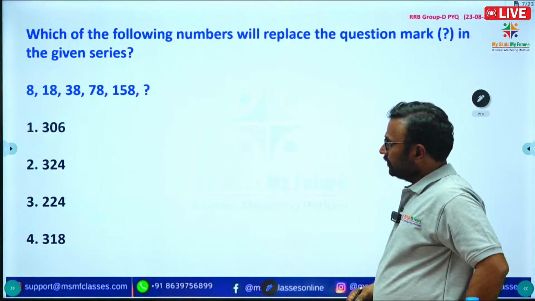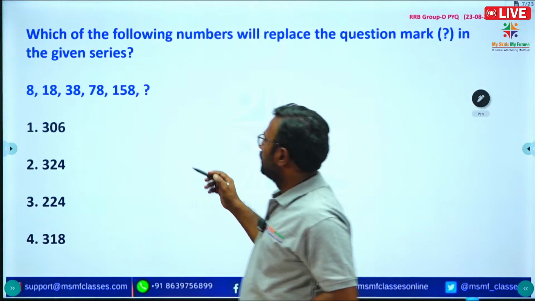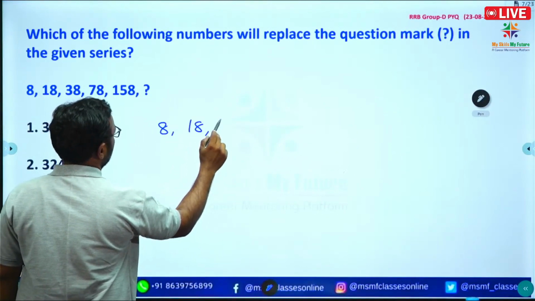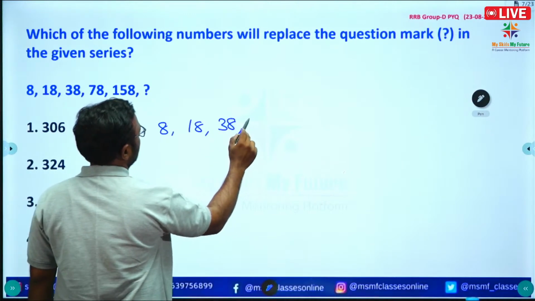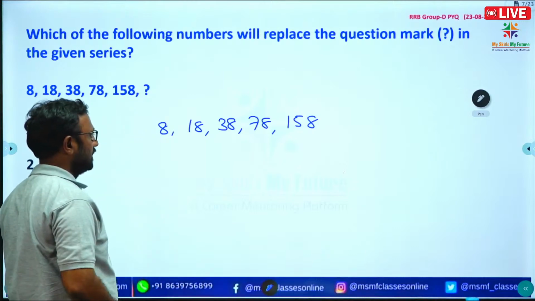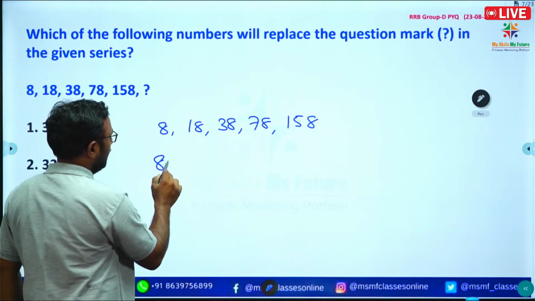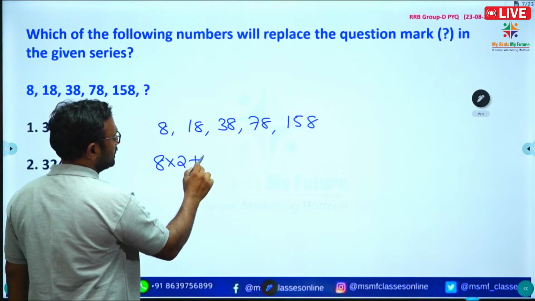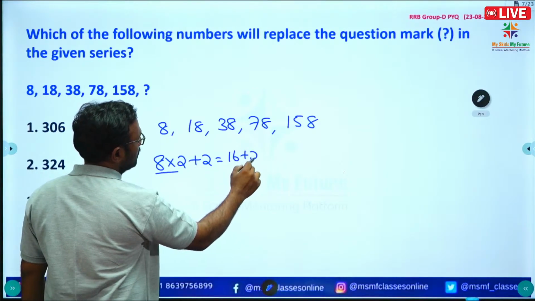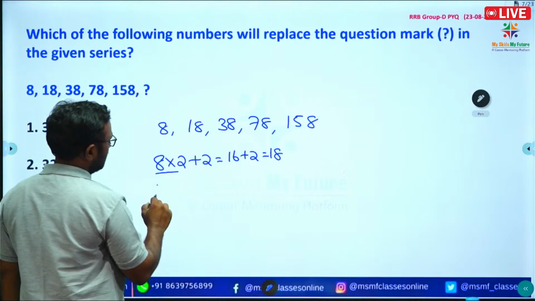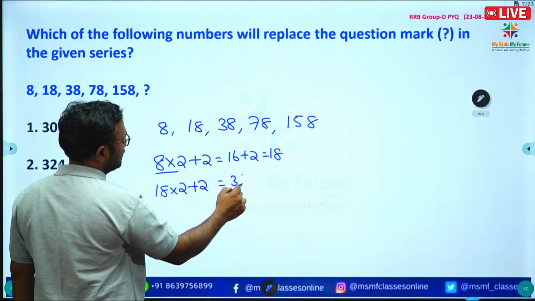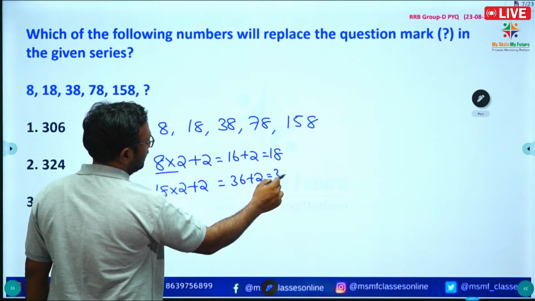A number series question is given. The series is 8, 18, 38, 78, 158. See the series here. 8 into 2 plus 2. 8 into 2 we get 16, 16 plus 2 we get 18. Next, 18 into 2 plus 2: 18 2s are 36, plus 2 we get 38.